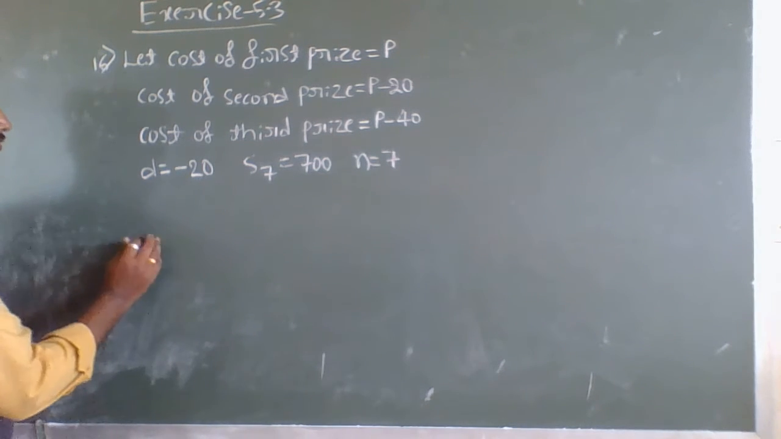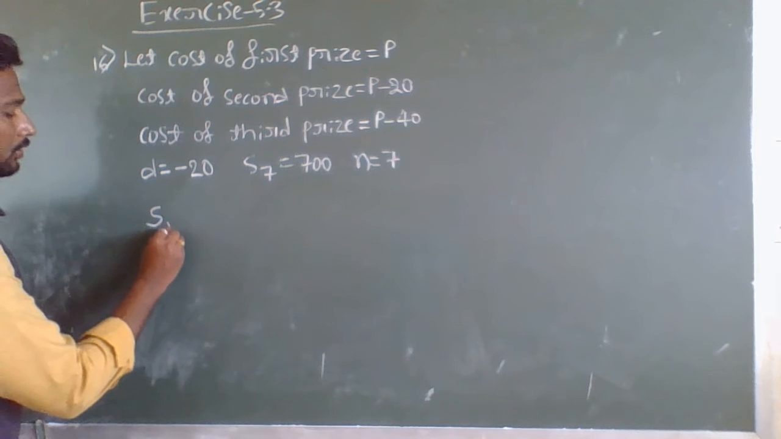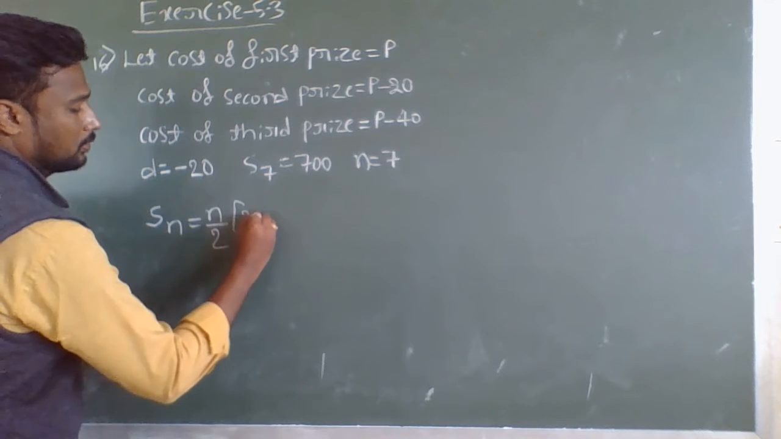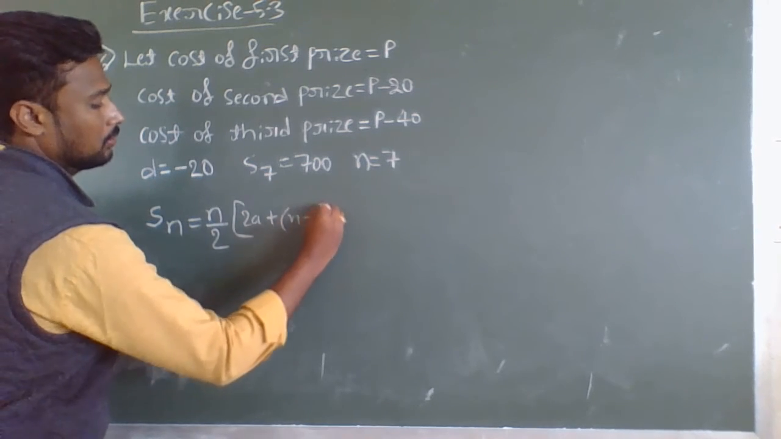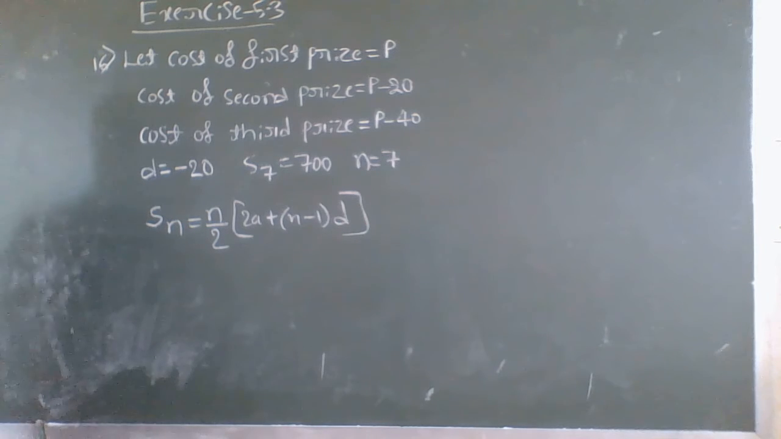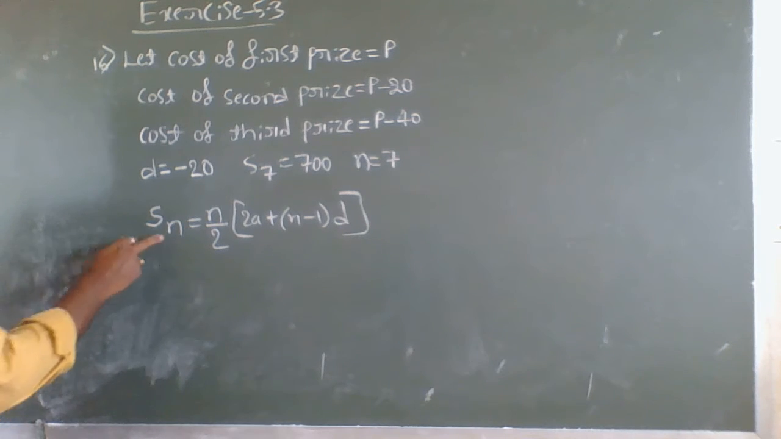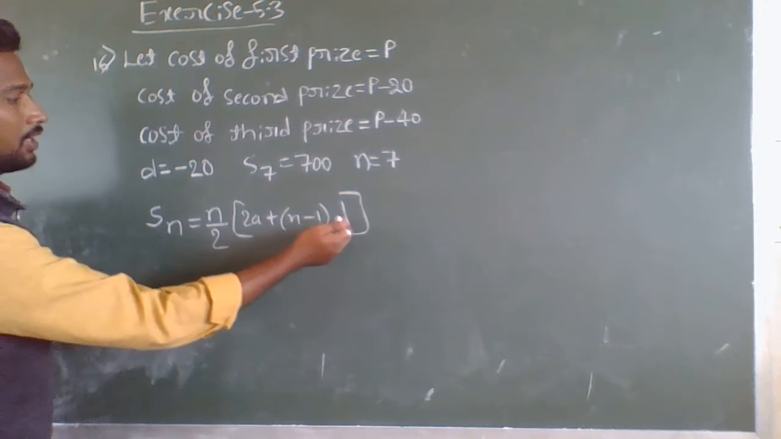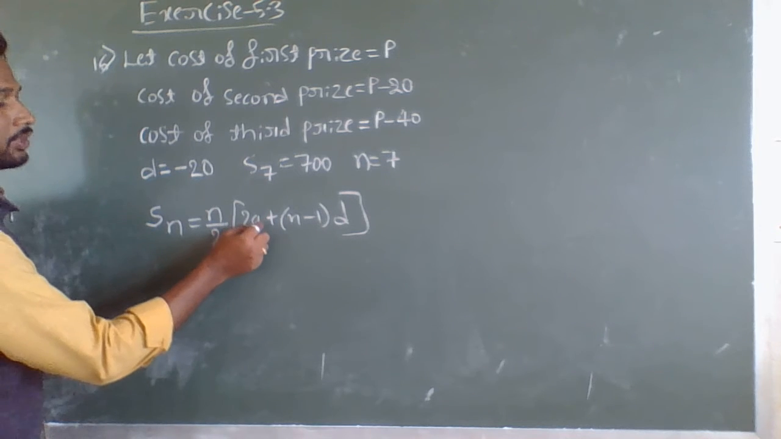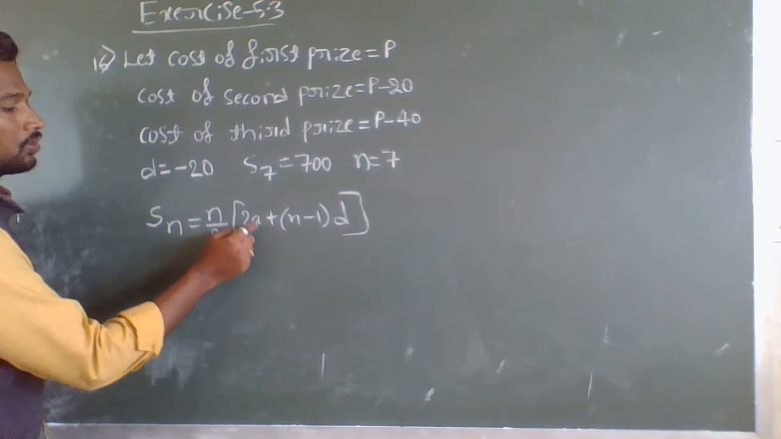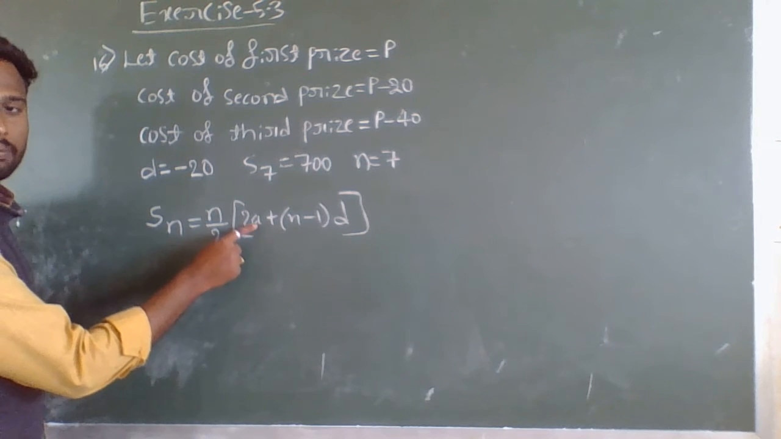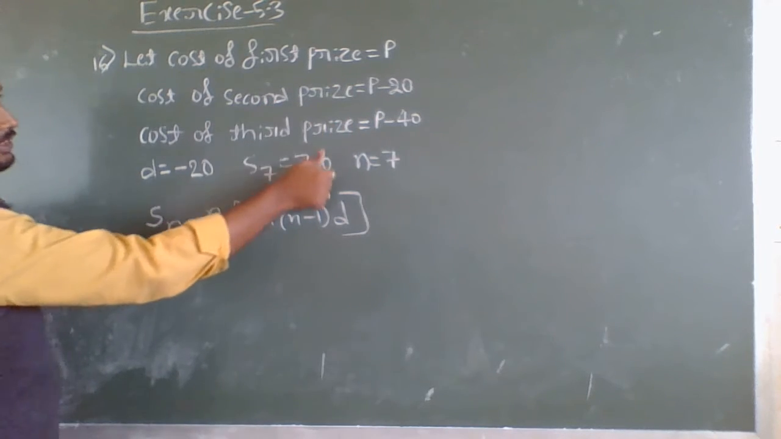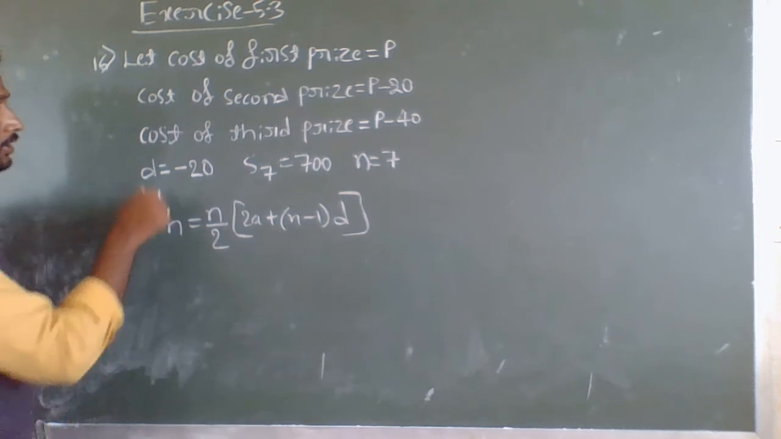Now, what is the formula we can use? Sn is equal to n by 2 into bracket 2a plus n minus 1 into d. Because here we know the value of Sn and n. Again here we have the n value and d value. By using all these values, we can calculate the a value. If we get the a value, that is the first prize value, after that we can calculate the second, third prize values by using the d value.